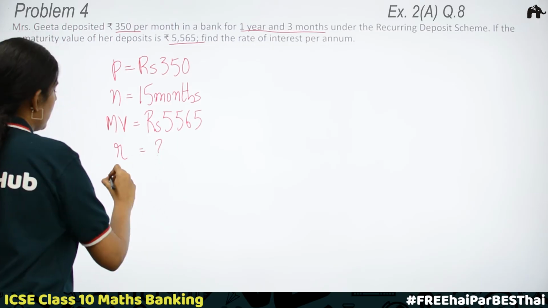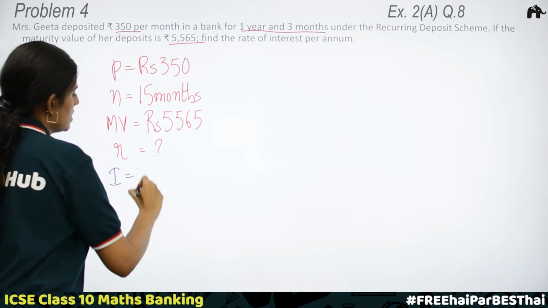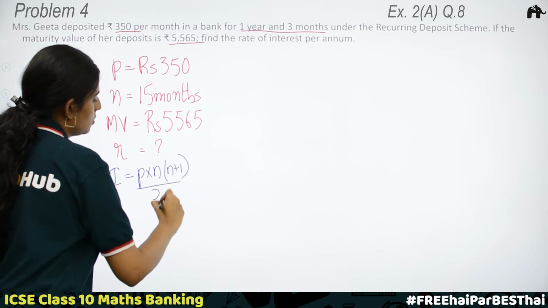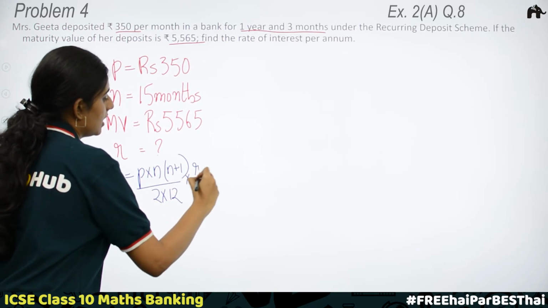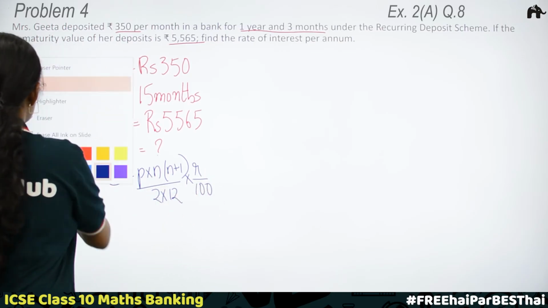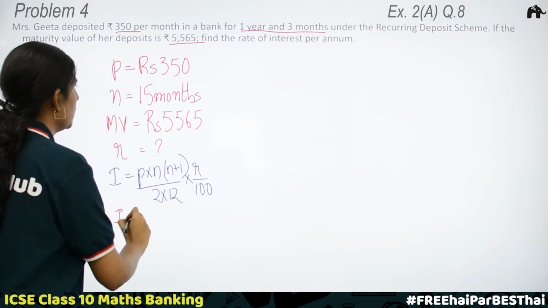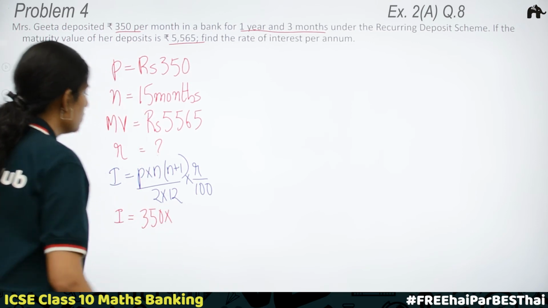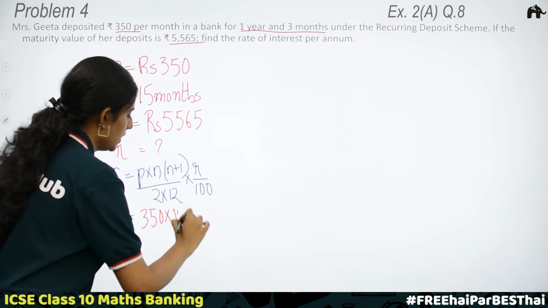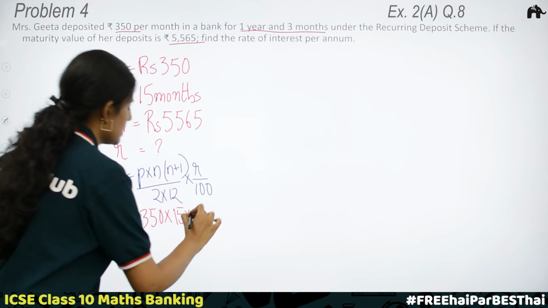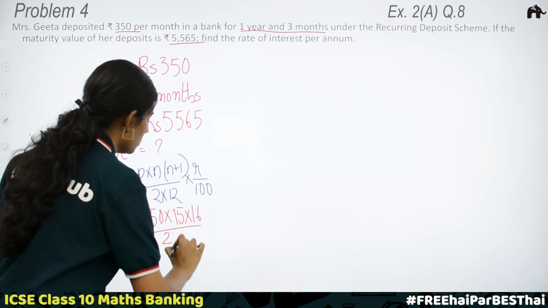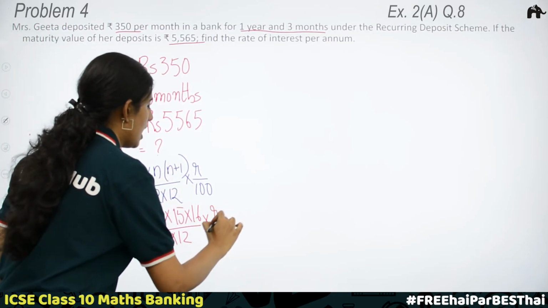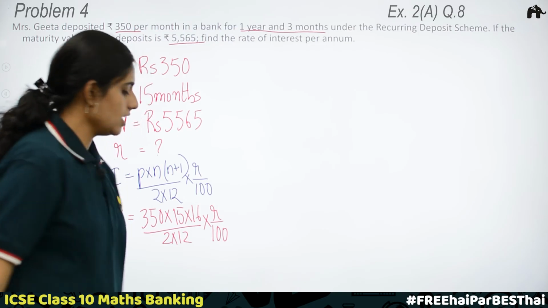We have to first write the expression for interest. Interest is equal to P into N plus 1 divided by 2 into 12 into R divided by 100. Now substitute the values. Interest I is equal to P is 350 into N is 15. 15 plus 1, 16 divided by 2 into 12 into R by 100. R we don't know.